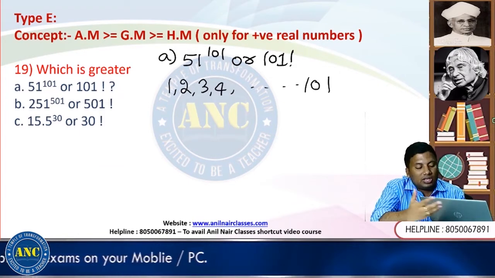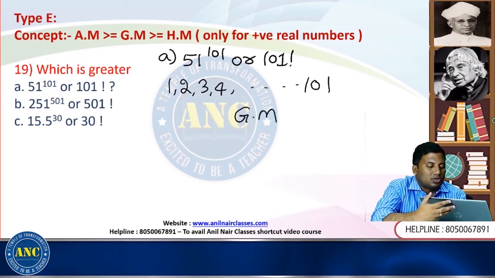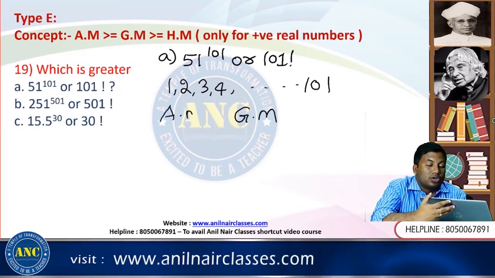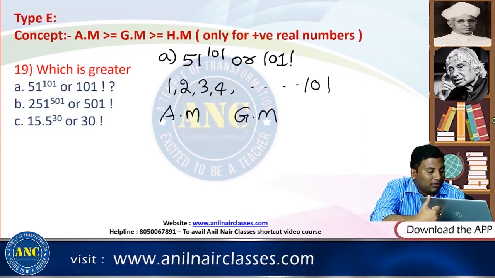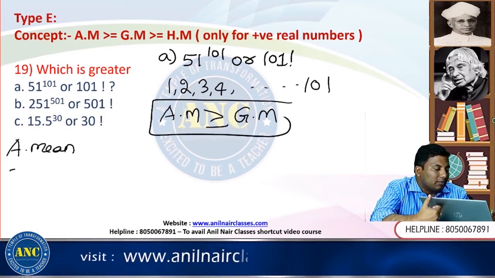101 factorial means product. Product means it will come in geometric mean. We just now knew that there is no reciprocal here, so harmonic mean will not come. AM is greater than or equivalent to GM. AM stands for arithmetic mean. Arithmetic mean is nothing but first term plus last term by 2.